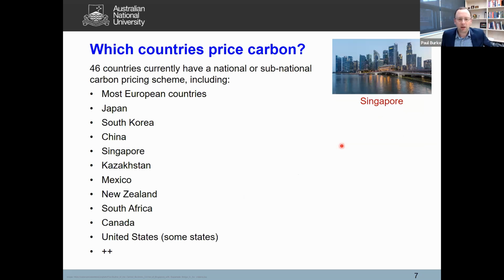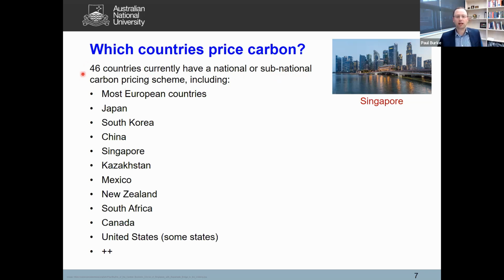Which countries have a price on carbon? Currently, 46 countries have a scheme of some type, applying at the national level or a subnational level. For example, Singapore has a carbon tax, that's a national one. China has had pilot schemes for carbon pricing at the subnational level, with the national ETS on the way.